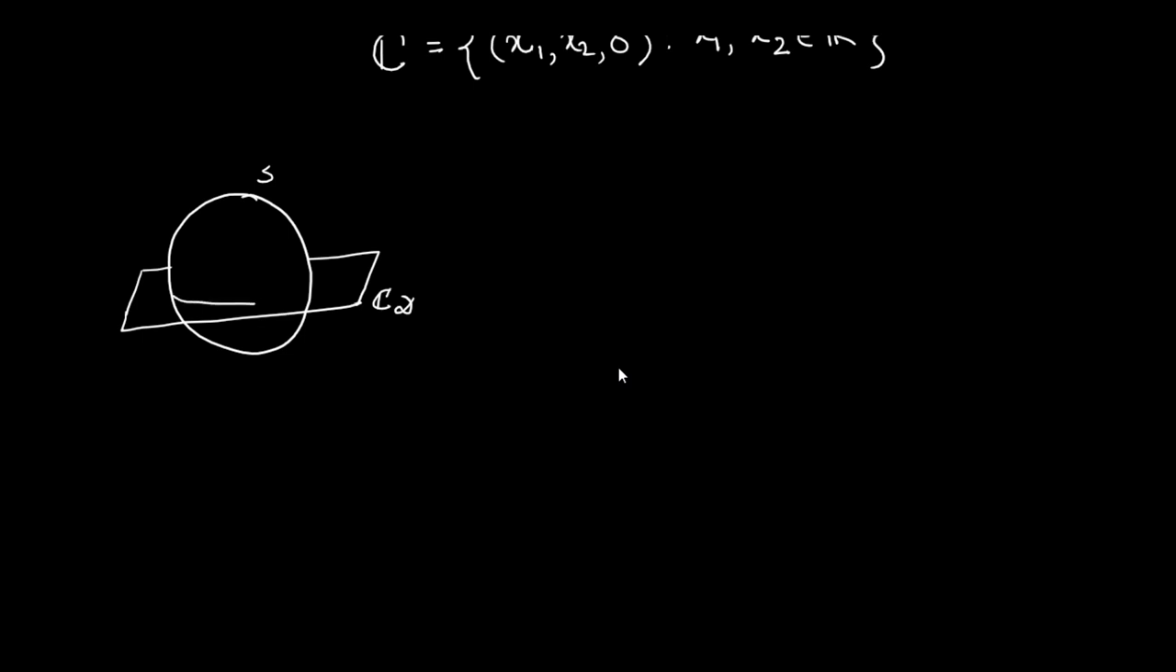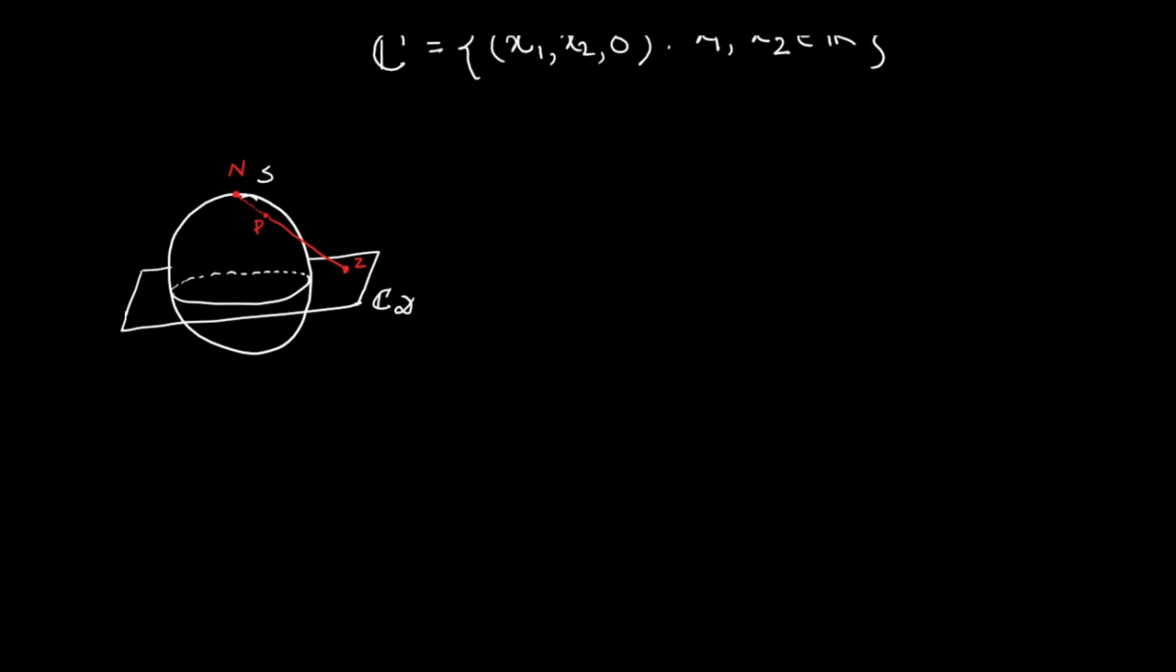The plane intercepts S at this particular point. This is my north pole N. This is my point, say, Z. This is the straight line joining N and Z. That means this will be my point P. So the question is, if Z is given to us, how can we find out this point P?